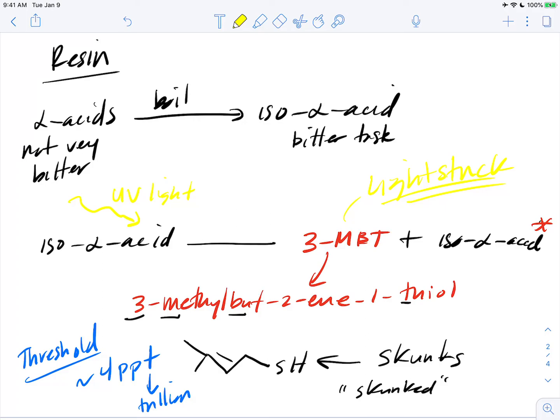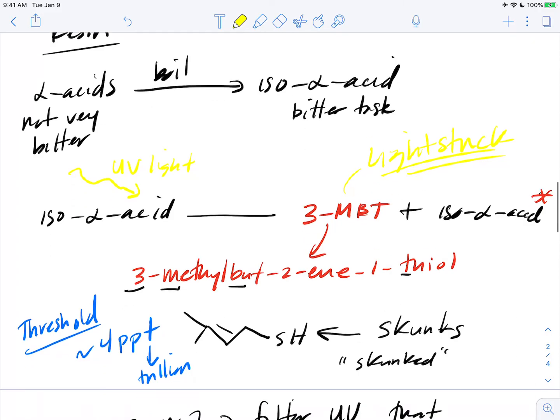I'm going to have a little worksheet, not a worksheet, but a handout that has what an isoalpha acid actually looks like, and the light struck process. You're not going to memorize that. I just want you to know that mainly the alpha acids are not that bitter. You convert them to isoalpha acids. They are bitter. They have other properties, but the one thing that they can do is they can interact with light to make a very prominent off flavor.